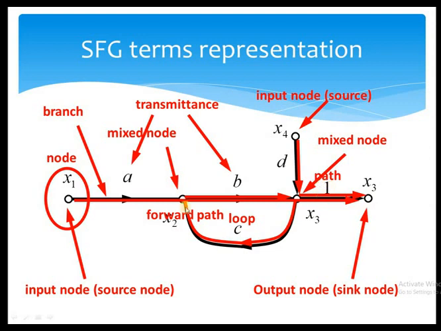What about the loop? There is only one possible closed loop here, which starts from x2, goes to x3 and again reaches x2. So this is the closed loop. What about the loop gain value? In tracing the loop, the gain values are b and c. So multiply these two. B into c is the loop gain value. I hope this will be clear to you. Let's move on to the next one.